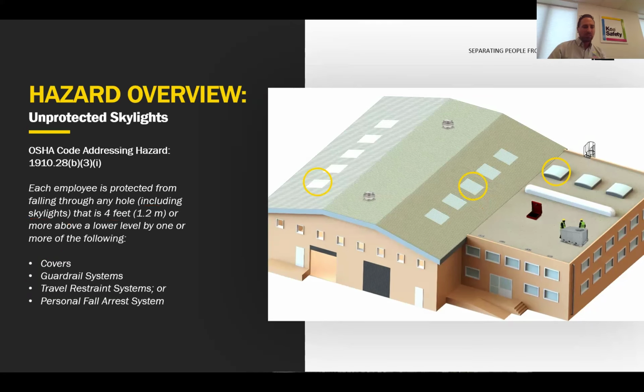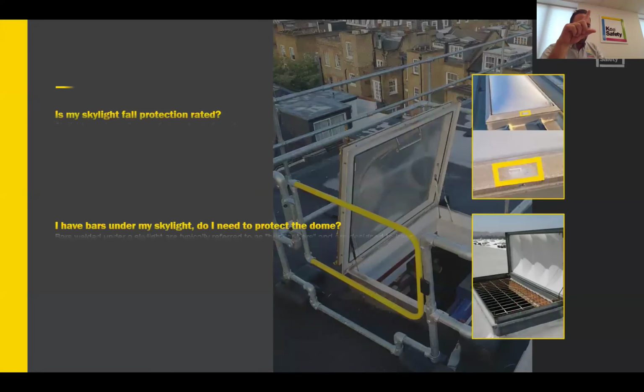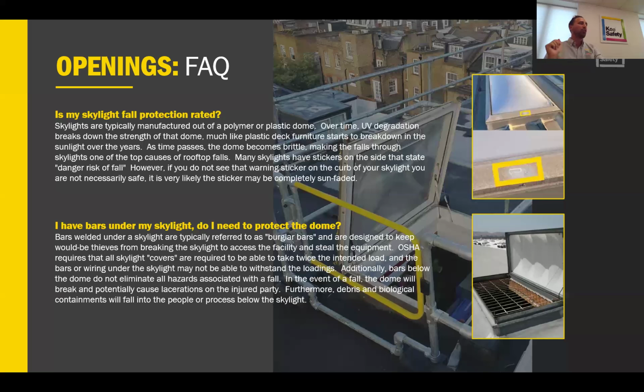Frequently asked questions around skylights. Number 1, is my skylight fall protection rated? And the answer is probably not. Now, here's the reason. Skylights aren't really made out of glass. They're made out of plastic.